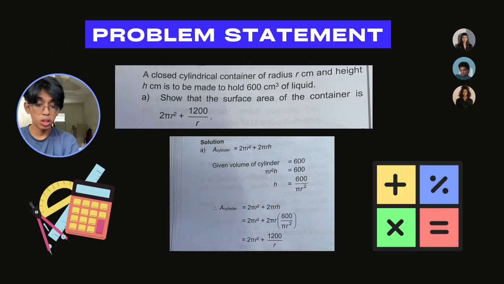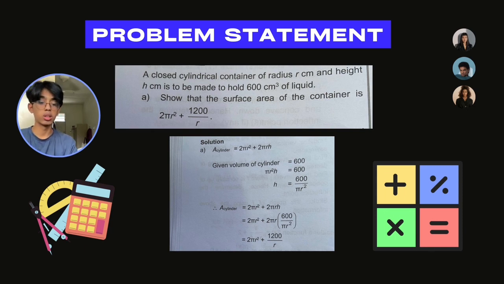First of all, the question gives the volume of the cylinder as 600. So we use the volume of cylinder formula, which is pi r squared h, and we set it equal to 600. We move pi r squared to the right side and we get the value of h, which is 600 divided by pi r squared.